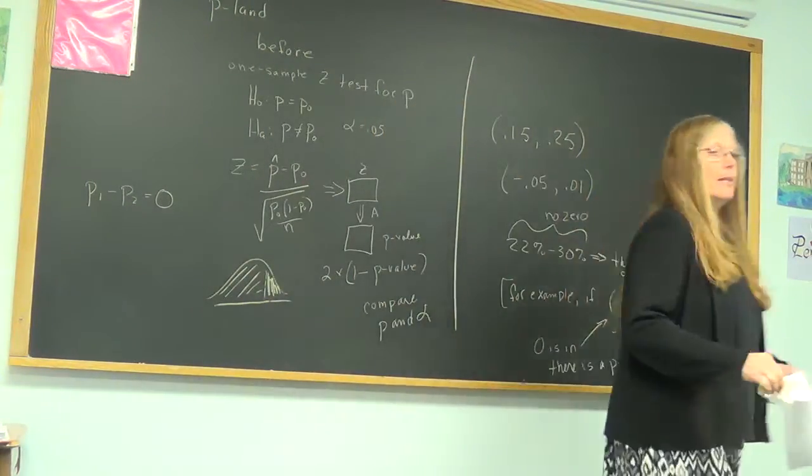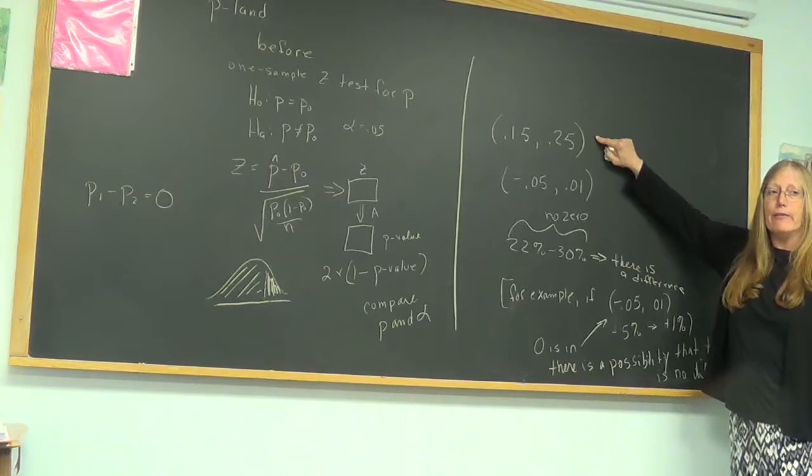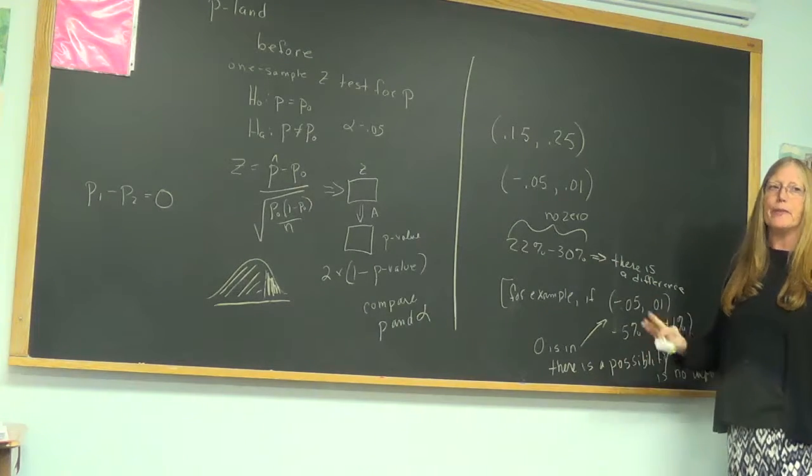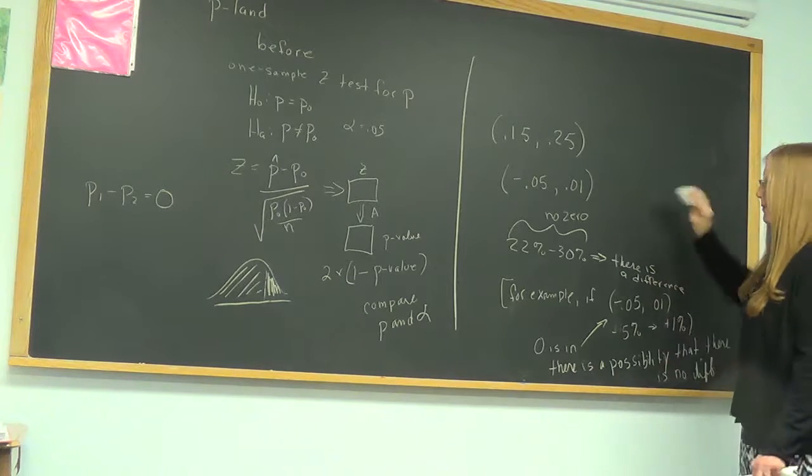All right. So again, recapping, when we do confidence intervals, if it contains 0, there is a possibility that there's no difference between the two proportions, and they may ask you that.